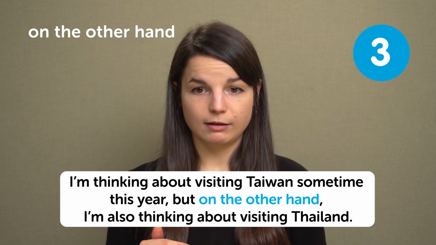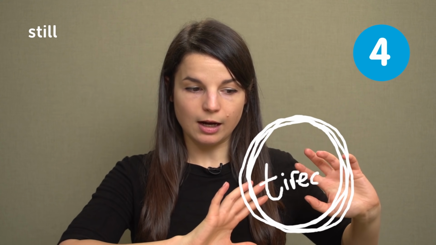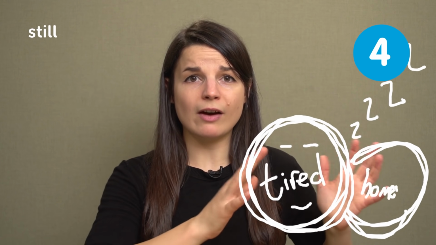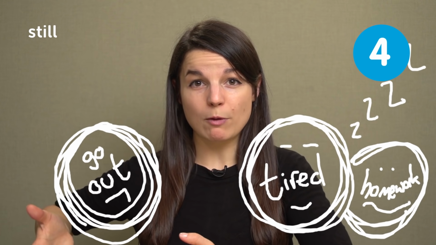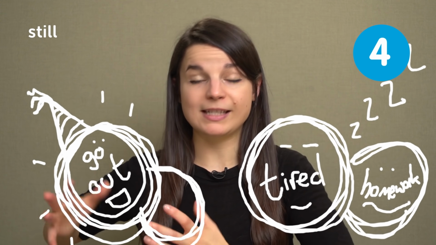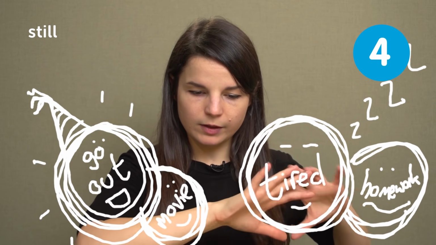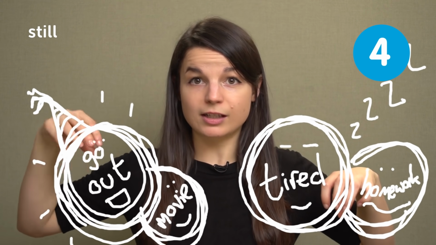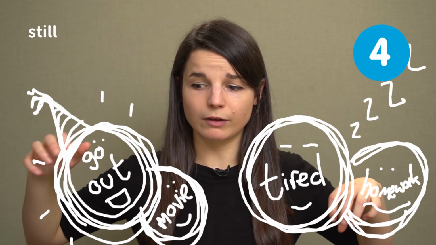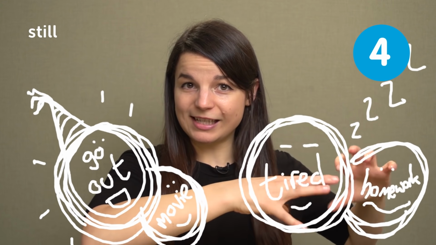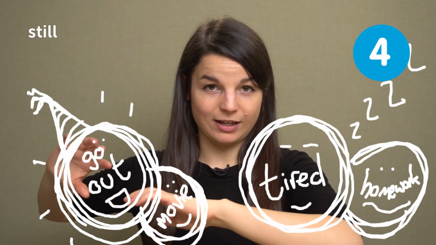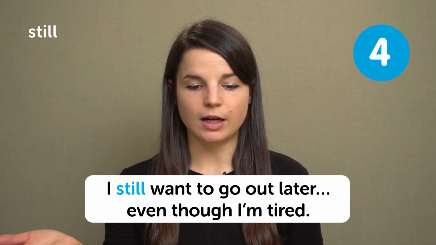Still. So it might be common to use still with a word like but or a word like even though. So you're saying even though there's some other factor, like I'm really, really tired this week, or even though I have a lot of homework to do, I still want to go out with my friends, or I still want to see a movie this weekend. So there's this thing that maybe makes this other action difficult to do or tough to do or whatever. But even though there's this, you still have this over here. So maybe the two are kind of used as a pair. So I still want to go out later, even though I'm tired.